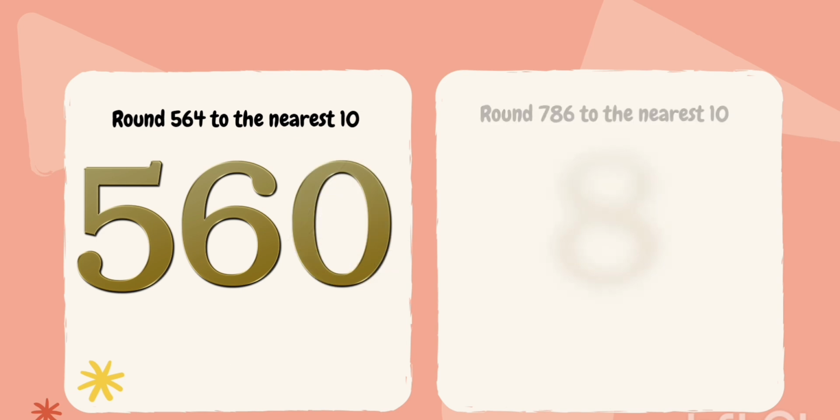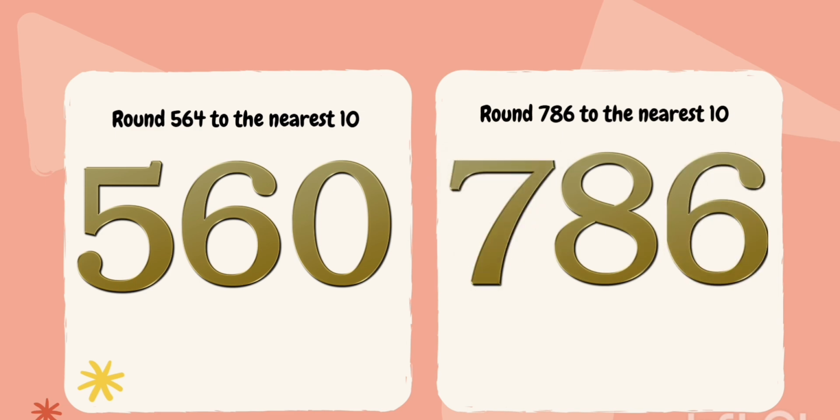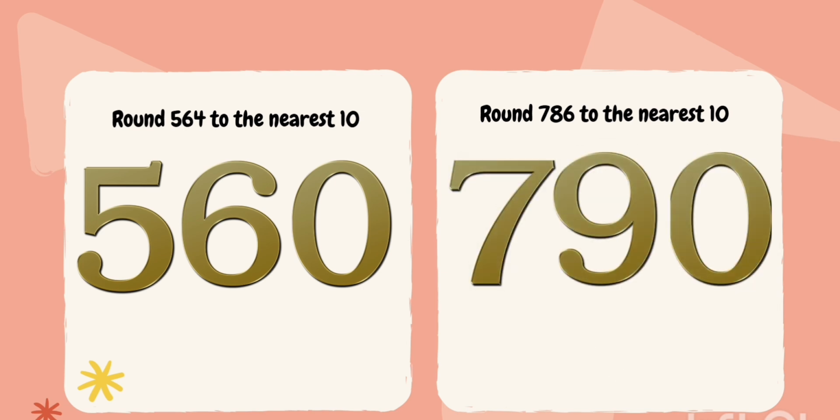Next, round 786 to the nearest 10. Here the ones digit is 6. Since 6 is greater than 5, round it up to the nearest 10. We need to add 1 to the tens digit and change the ones digit to 0. So, 786 is rounded to 790.